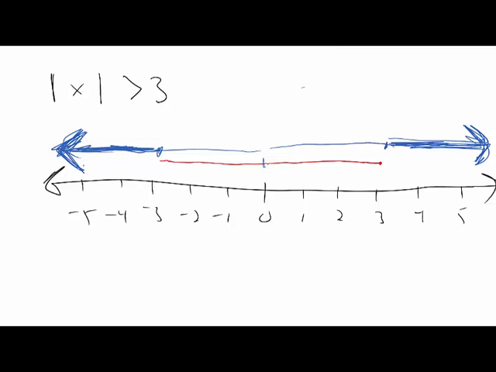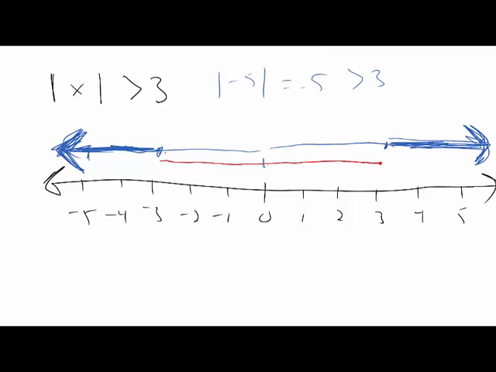So all the solutions from this point onwards are also solutions. So if we took, let's say, -5, that falls here, and we plug that in for x, we'd have the absolute value of -5 equals 5, and we know that 5 is greater than 3. So that's pretty much the solution: any number to the left of -3 and any number to the right of 3.